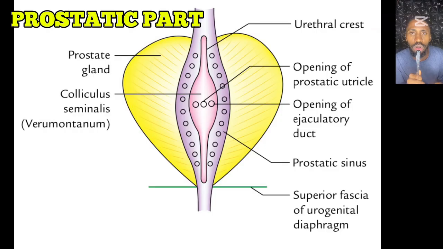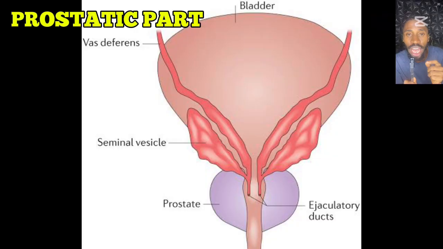Now, in that seminal colliculus, what happens? You have 3 openings in the seminal colliculus. In the middle, you have the opening of the prostatic utricle, while by the side of the prostatic utricle, you have the opening of the ejaculatory duct. This is where the common ejaculatory duct, which continues from the seminal duct, opens into the prostatic urethra.